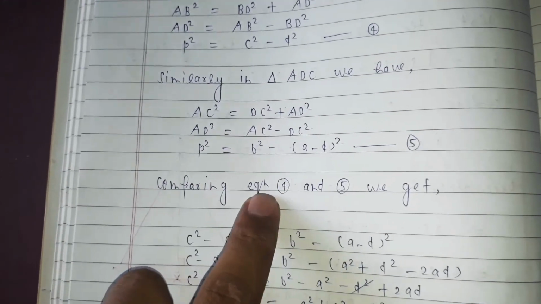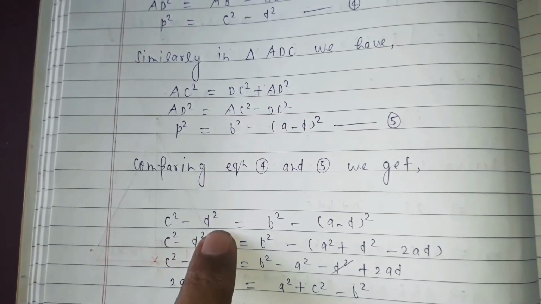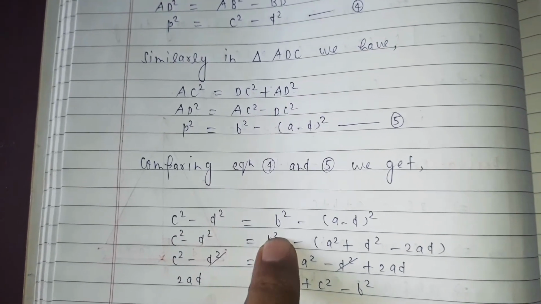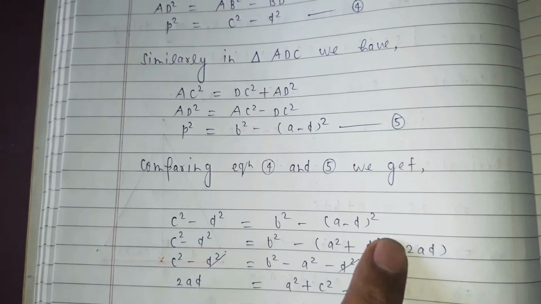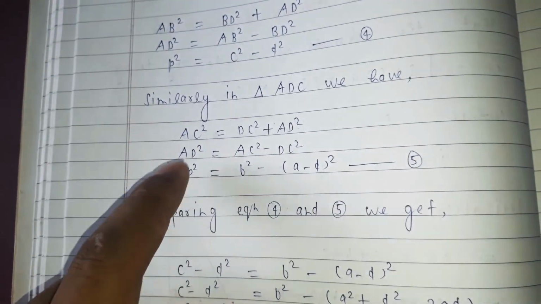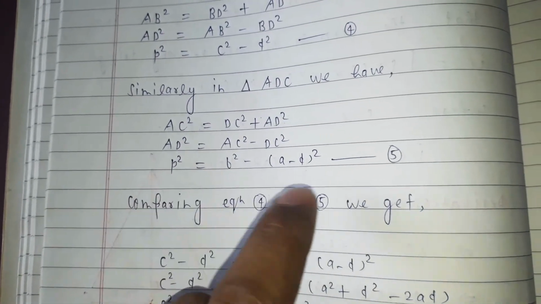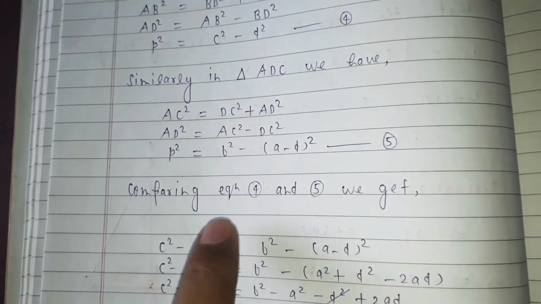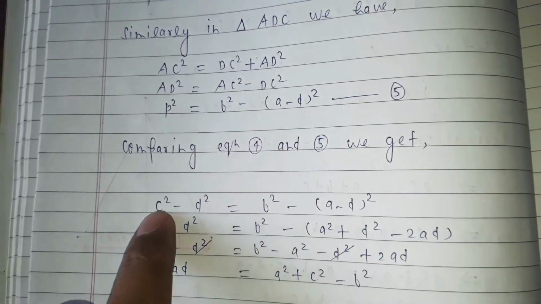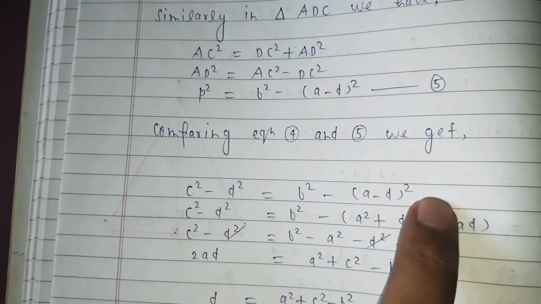So comparing equation numbers 4 and 5, we get c square minus d square equal to b square minus (a minus d) whole square. Why? You can see in equations 4 and 5, left hand sides are equal. Both are p square. So right hand sides will be equal. That's why we are comparing this. So c square minus d square equal to b square minus (a minus d) whole square.